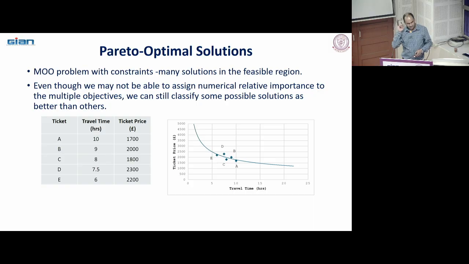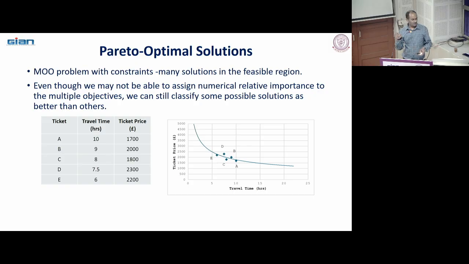Okay, so in multi-objective optimization you try to find the solutions which are closer to the Pareto line. So here if you try to minimize the travel time, the ticket price goes up, and if you try to minimize the price, your travel time increases. So that's called the conflicting nature of objectives.